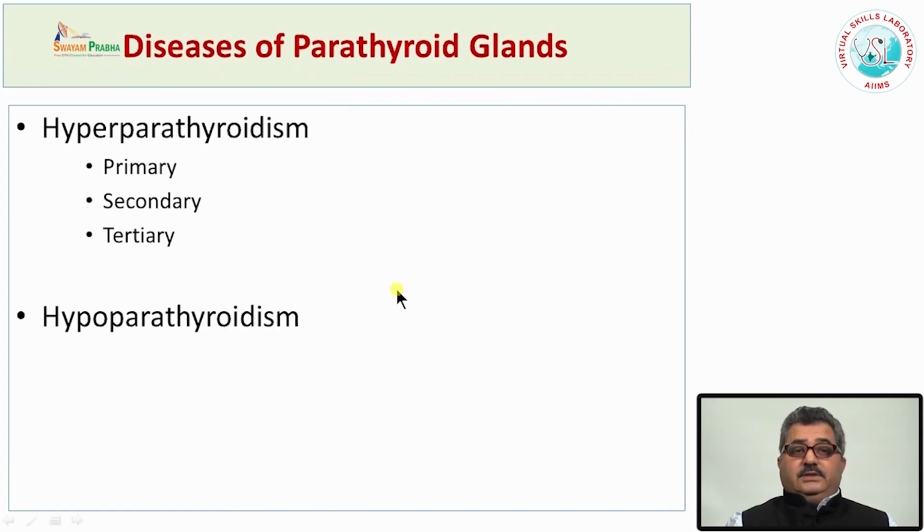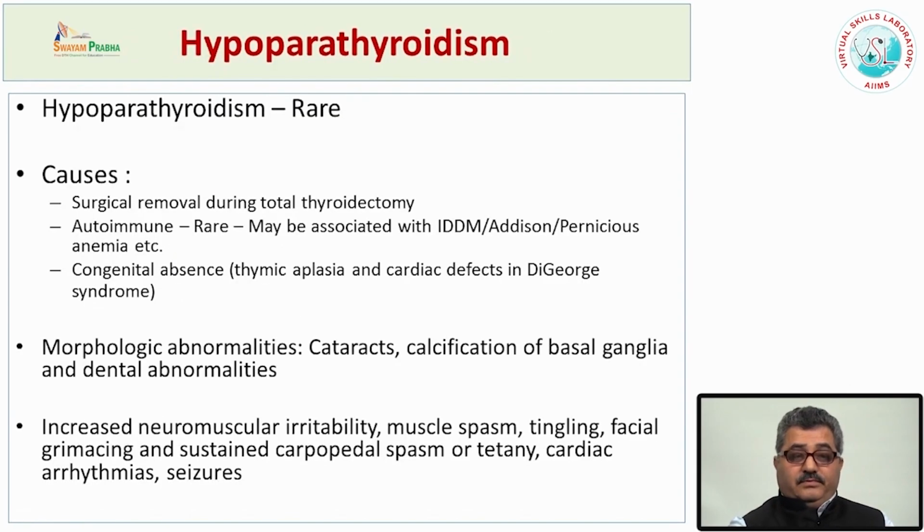Now mainly in the diseases of the parathyroid, there is hyperfunctioning of the parathyroid gland, or there may be hypofunctioning. In the hyperfunctioning of the parathyroid glands, the PTH levels are raised, whereas in the hypofunctioning, the PTH levels are decreased. And predominantly there are three types of hyperparathyroidism.